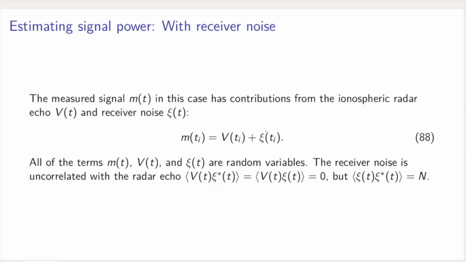Most incoherent scatter radars operate in a low signal-to-noise ratio environment, where the power of the radar echo rarely exceeds the power of the received noise. In this case, our measurement is the sum of two random variables: the complex voltage, V of t, which represents the radar echo from ionospheric plasma, and psi of t, which is a complex normal random variable that represents the receiver noise. We can make the assumption that the receiver noise is uncorrelated with the ionospheric echo. We'll also assume that the power of the receiver noise is N.